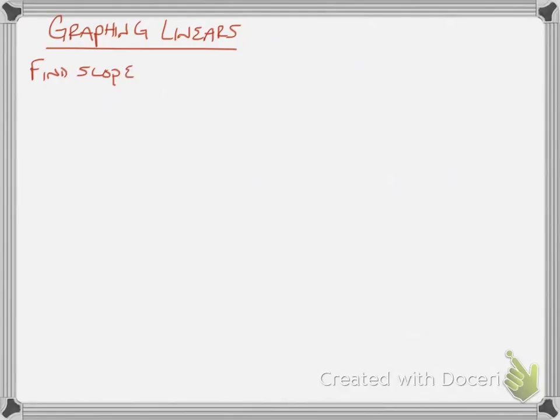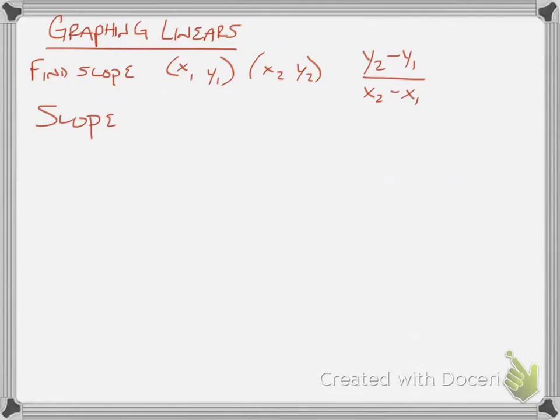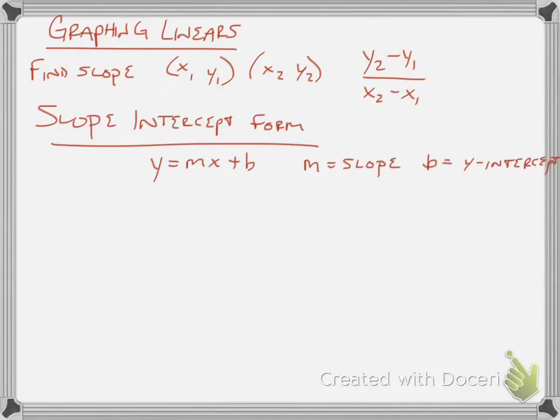With graphing linears, first I'm going to talk about finding the slope if you're given 2 points. I'm going to use those 2 points as x1, y1, x2, y2. The formula, you do need to remember: y2 minus y1 over x2 minus x1. Slope-intercept form is y equals mx plus b. M is the slope, b is the y-intercept.